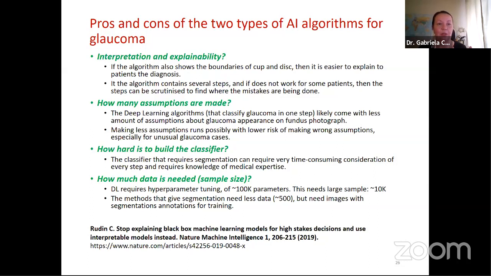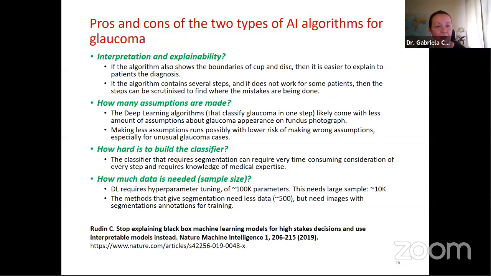So it's a kind of working out what we value the most, and understanding that every algorithm has its pros and cons. Now, how many assumptions are made when we construct the algorithm? As I mentioned, deep learning algorithms likely come with fewer assumptions. When you have an algorithm that has more steps, you need to make some assumptions as you go. So for example, when modeling the curves, we made the assumption that when the patient is healthy, the curve is mimicking an ellipse in the Cartesian space, okay?